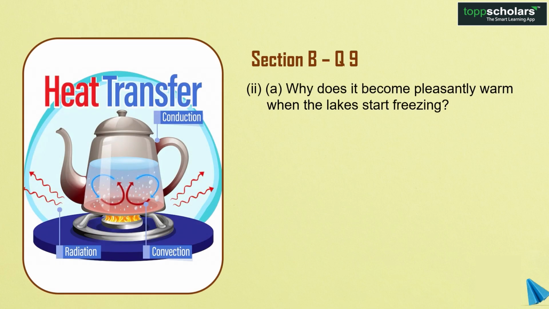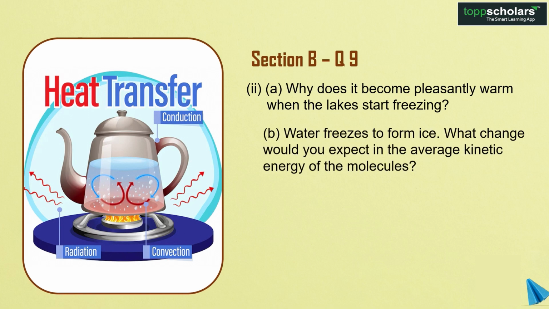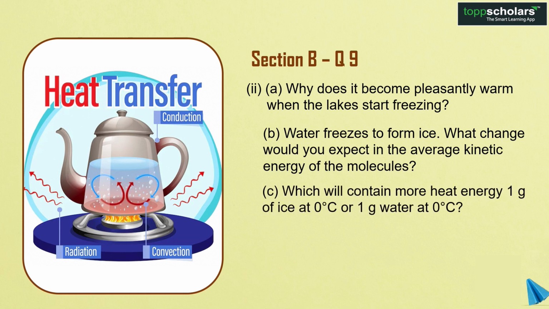Let's have a look at the next question. It says, why does it become pleasantly warm when the lakes start freezing? Second question says, water freezes to form ice. What change would you expect in the average kinetic energy of the molecules? Which will contain more heat energy, 1 gram of ice at 0 degrees or 1 gram of water at 0 degrees Celsius?